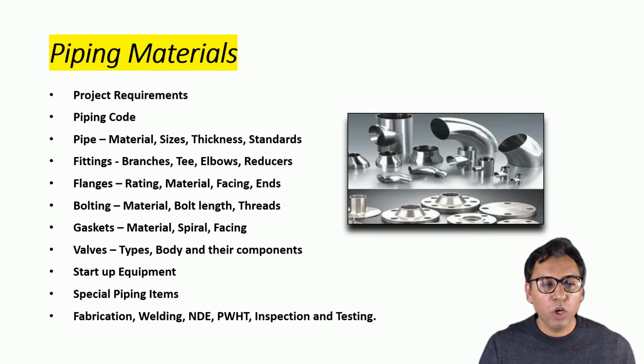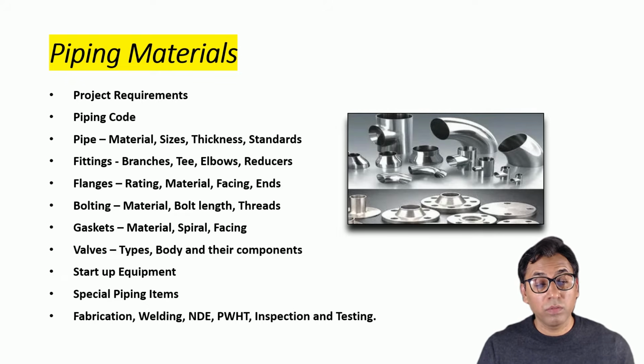For flanges, we need to mention the required materials, sizes, flange rating, flange facing, and connection requirements. For bolting, what are the requirements of stud and bolt, bolt lengths, and required threads? And how about gaskets? Is it metallic, non-metal, flat, spiral, raised, and other manufacturing requirements?